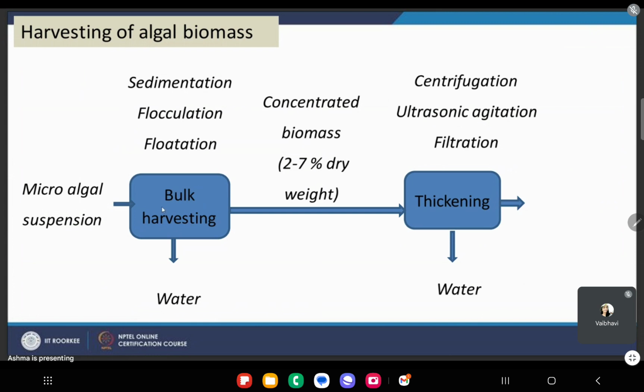Then we do the bulk harvesting, in which water is removed, and by using sedimentation, flocculation or flotation, we increase the solid content, or we can say we increase the percentage of algae and remove the water. Then we have the concentrated biomass, which has 2 to 7% dry weight, and then thickening is done, in which the rest of the water is removed and we get the algae culture. It can be done by ultrasonic agitation, centrifugation, or filtration.